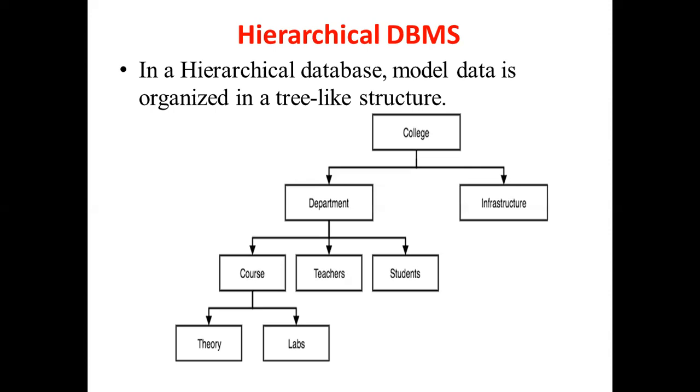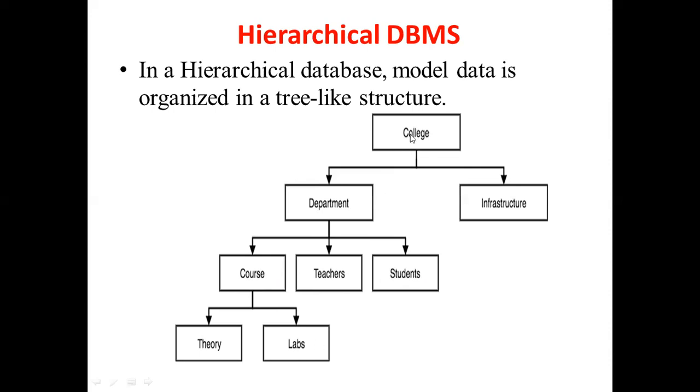Here, all the data is stored in the form of records, and these records are connected with each other. For example, let's consider this one is a college database. This is the root of a tree, or a parent, having 2 children, that is department and infrastructure. The department has different criteria: course, teacher, student. A course has 2 parameters, that is theory and lab.